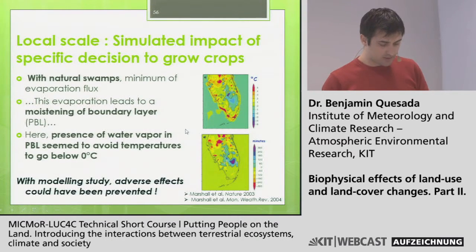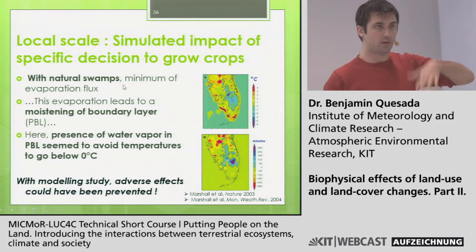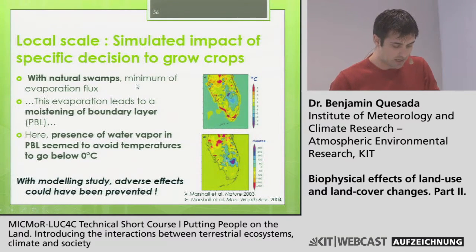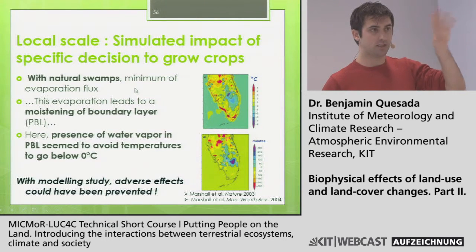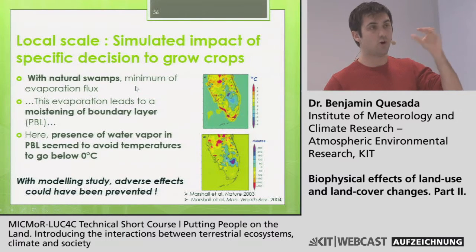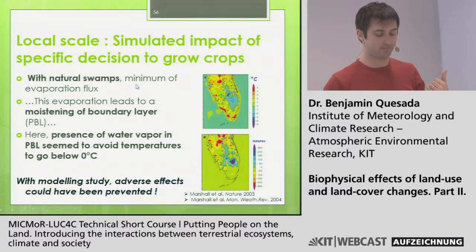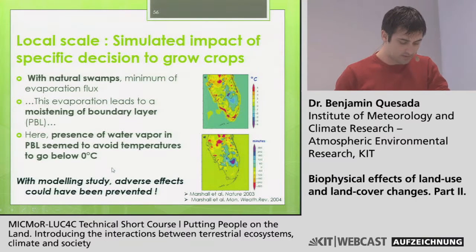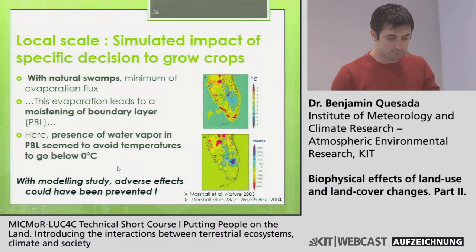Why? Because with natural swamps we have a maximum of evaporation flux. This evaporation leads to a moistening of the boundary layer, and this atmospheric water vapor is a greenhouse gas. So in this column, the presence of the water vapor seemed to avoid temperatures going below 0 degrees when you had swamps. So with modeling studies, these are typically the decisions you can assess, and maybe these adverse effects could have been prevented.